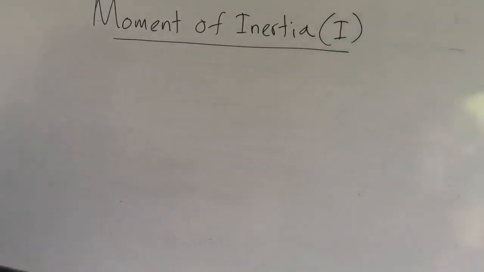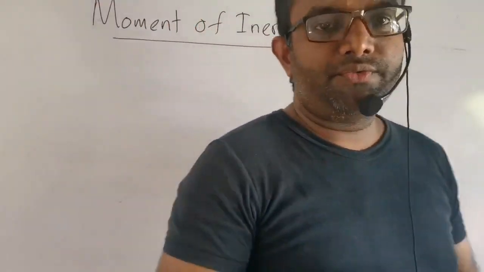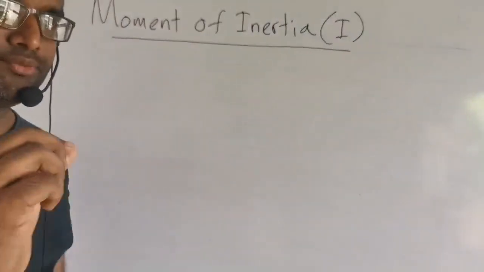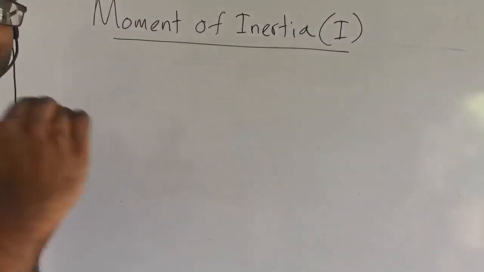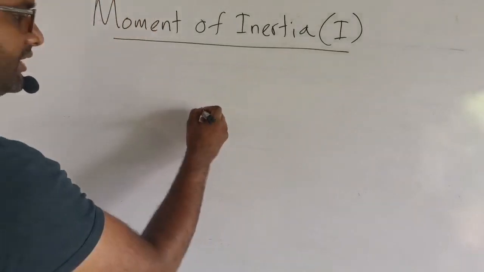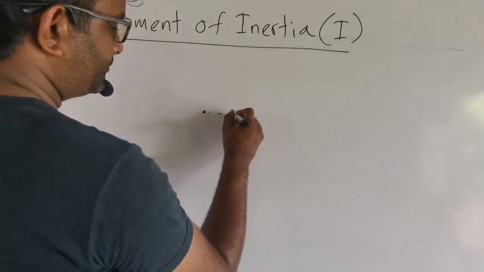So then the next topic, write down: moment of inertia. First we discuss the moment of inertia of a point mass, a small mass at some perpendicular distance r from the axis. Okay, write down.